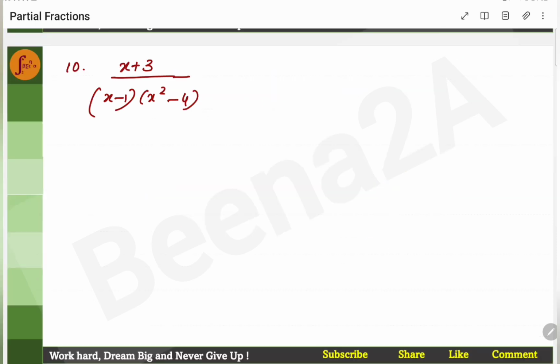So we'll take another problem here. Here again, first you have to check if it's a proper or improper fraction, right? Here the degree of numerator is 1. When I multiply x square with x, I'll get x cube, so the degree is 3. So this is a proper fraction, because the degree of numerator is less than the degree of denominator.